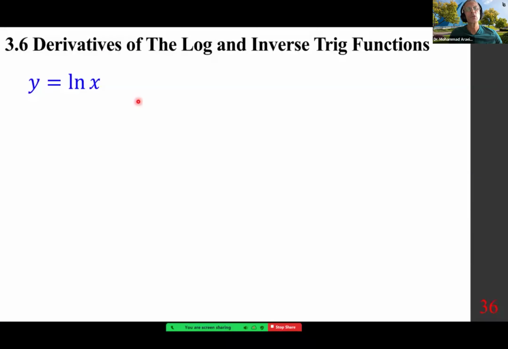So I'm going to start with y equals ln x. This is section 3.6, derivatives of the log and inverse trig functions. Y equals ln x. How do we differentiate that? We are going to rewrite this as e to the power of y equals x, in other words, in an exponential format.